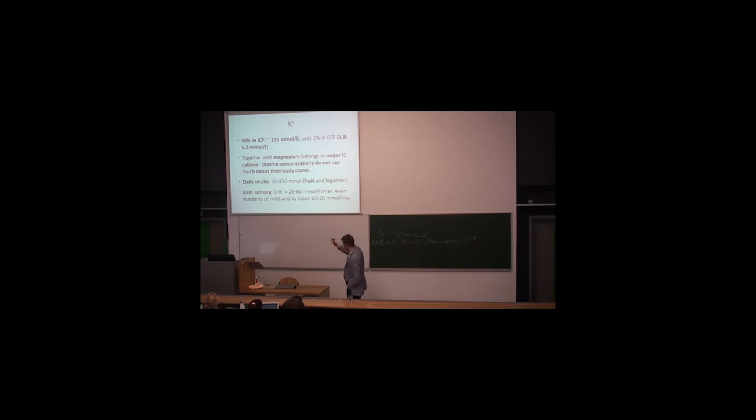Some numbers about the intake and losses. Per day, you have an intake between 50 and 150 millimoles. It's quite rich in fruit and vegetables. For example, we typically mention bananas, apricots, and I think also avocado. It's quite big, yes? But when was your last time to eat avocado? Yesterday, that's good. We typically eat more bananas, yes? But especially fruit, if you say.